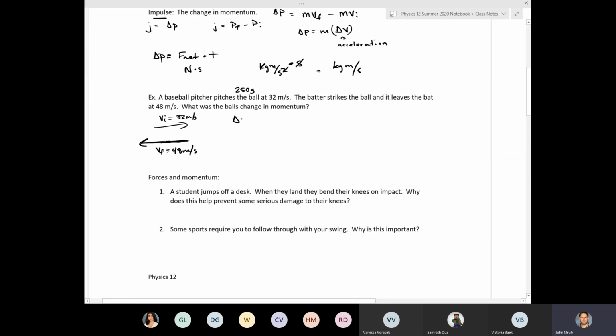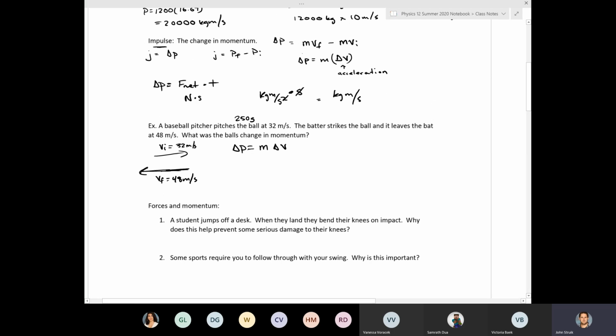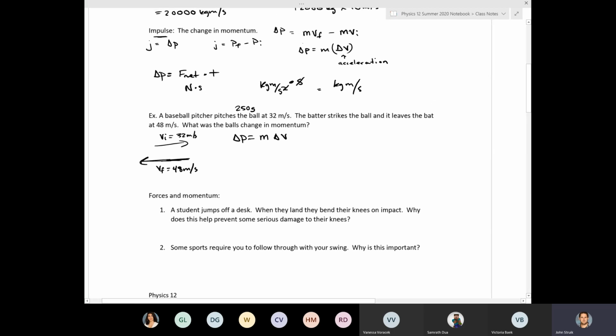So in the case of change in momentum, we can deal with M delta V. This is just the shorthand of what I did up here, where I'm doing PF minus PI, MVF minus MVI, M delta V. And so this is going to be M, so 250 grams or 0.25 kilograms, times VF minus VI. Now VF is negative 48, it's going to the left, minus VI, which is positive 32.